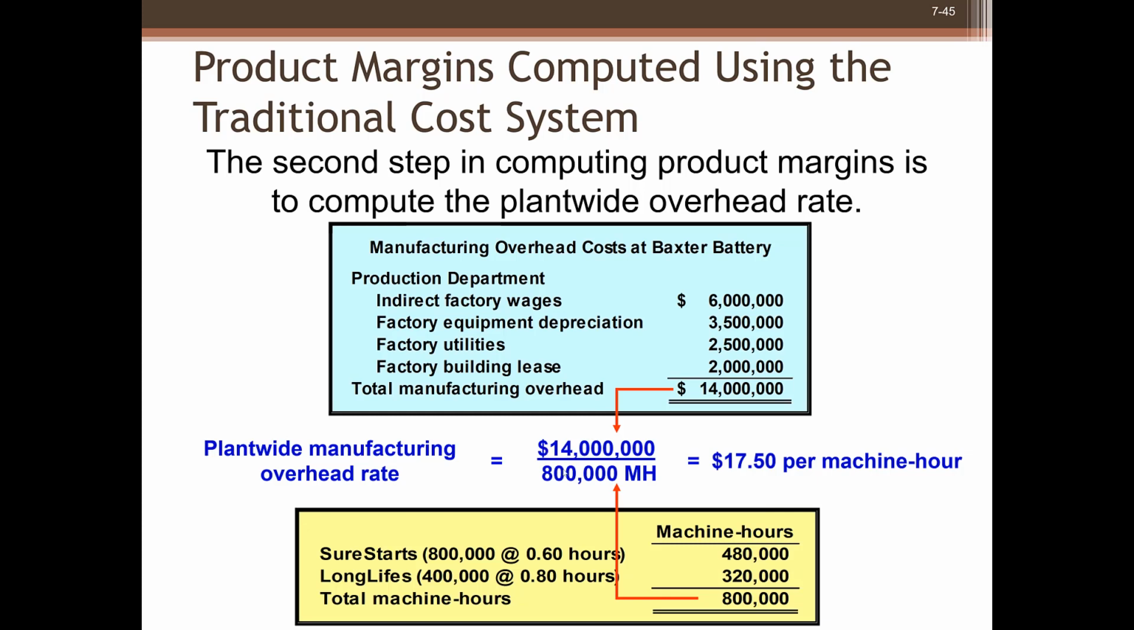So to calculate the predetermined overhead rate, or plant-wide manufacturing overhead rate, we use 14 million divided by 800,000, and then we get 17.50. This is per machine hour.